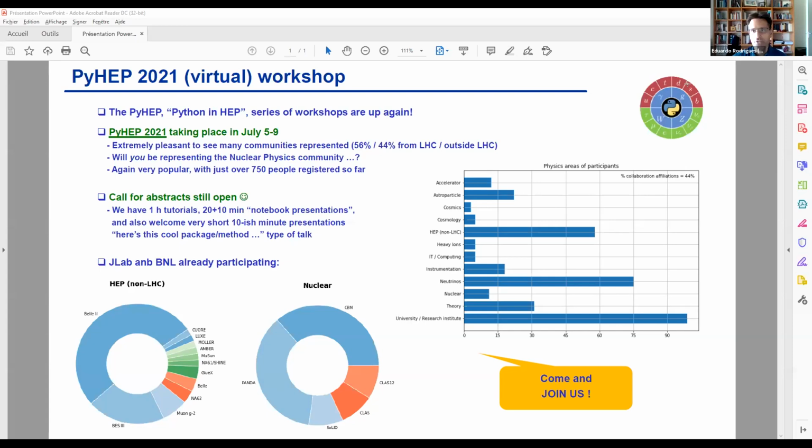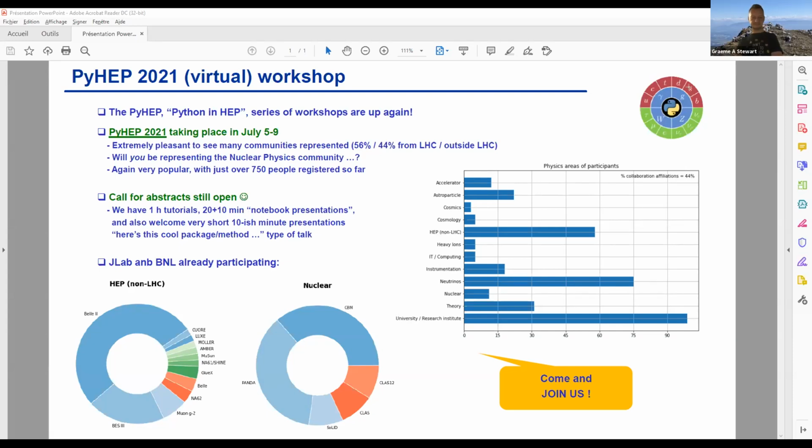So the first one is from Eduardo, who's just going to give us a brief introduction to PyHEP, which is one of our exciting upcoming events. Will you share the slide, Eduardo, or do you want me to put it up? Okay, yeah, I can share. I wasn't sure. There you go. Can you see that? We can indeed, yes.